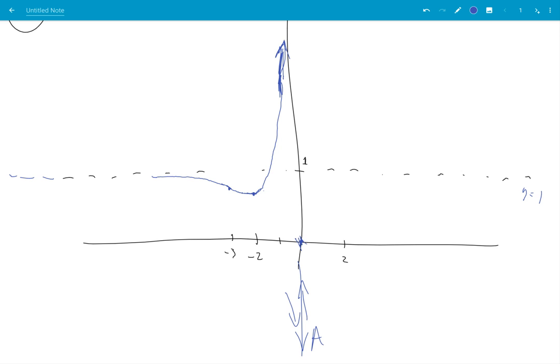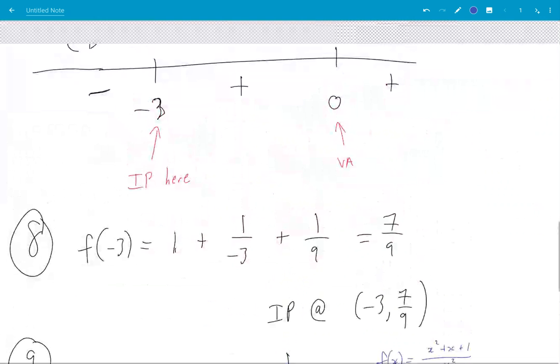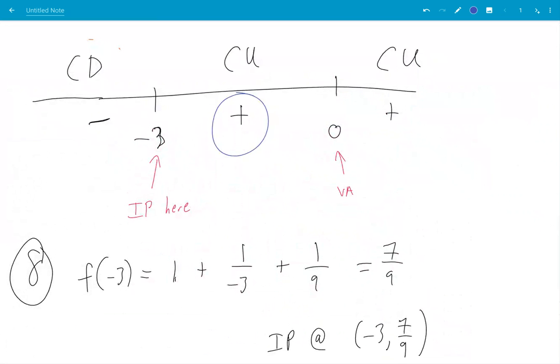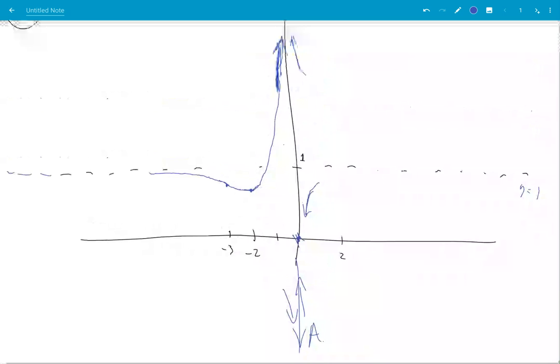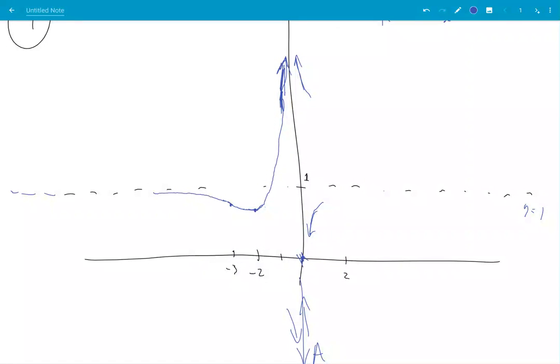Okay, next. X equals 0, vertical asymptote. That means I have something like this, or maybe something like this. Well, which one is it? Well, this is concave up here, and this would be concave down. If you look at my diagram, it's got to be concave up. So I'm going to delete the one on the bottom here. That's not the one I want.